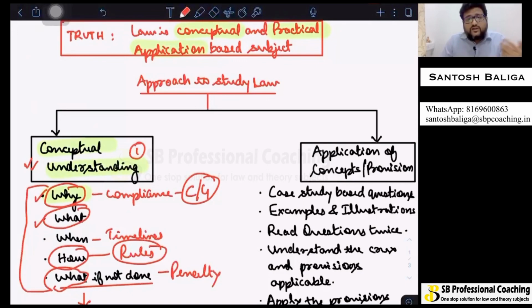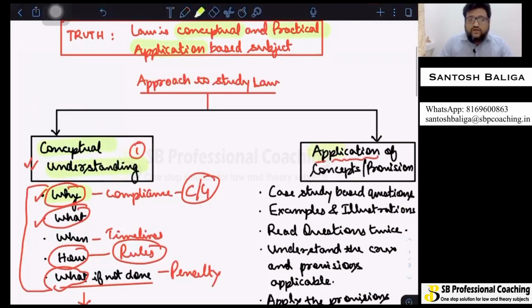Second part is, once you have the conceptual understanding, only the conceptual understanding will not do much. See, in accounts we have conceptual understanding as to how a balance sheet has to be drawn, as to which item goes where. But till we don't apply these concepts, we will not be mastering the subject. We will not get a grip on the topic. Hence, the second part is we'll have to do application of such concepts or provisions. So first is understanding, second is application. So both these points have to be covered by us.